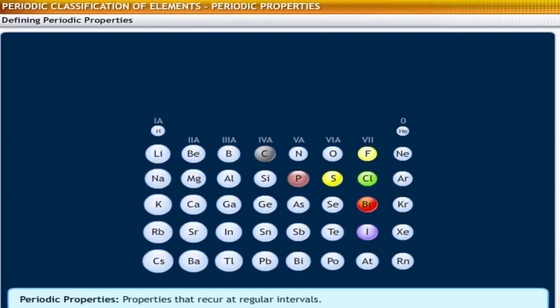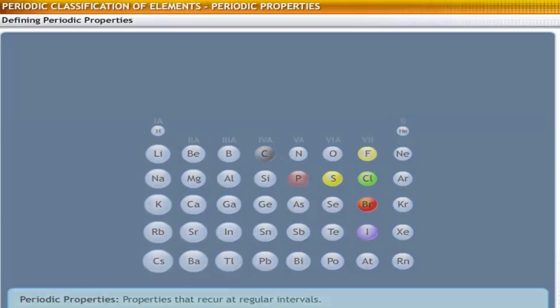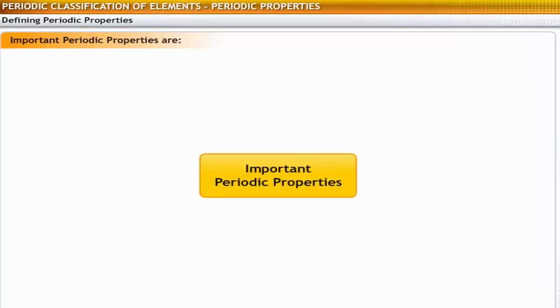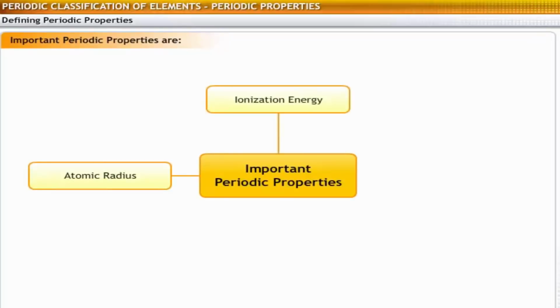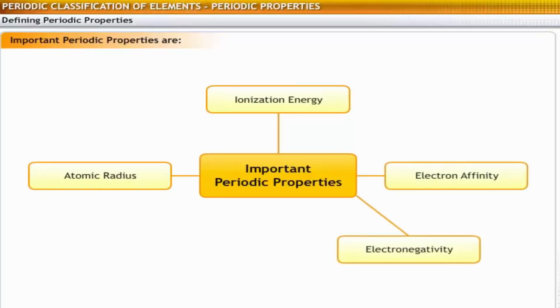The term periodic properties in elements refers to the properties that recur at regular intervals. The trend of recurrence of properties is called periodicity. The important periodic properties of elements are atomic radius, ionization energy, electron affinity, electronegativity, and metallic and non-metallic character. We will look at each of these properties in detail to find out how they vary across a period and down a group.